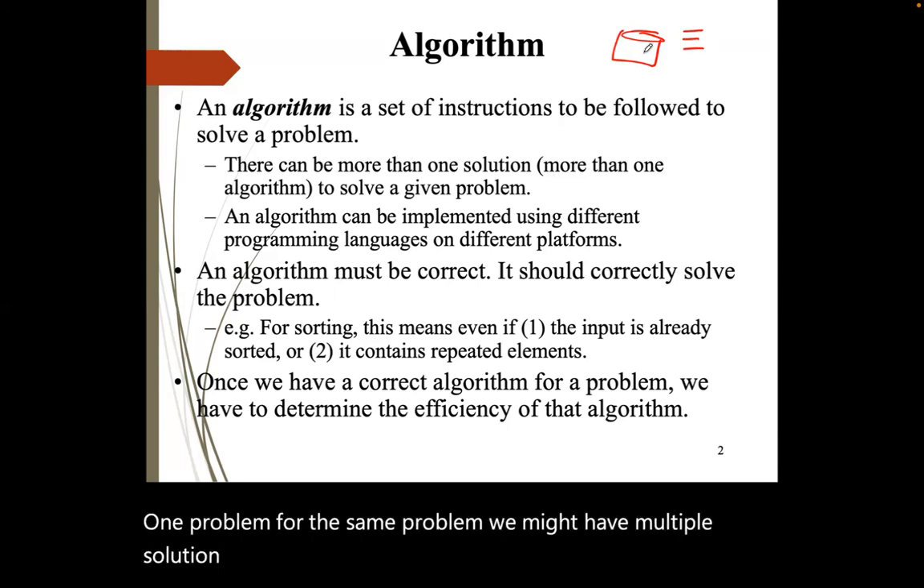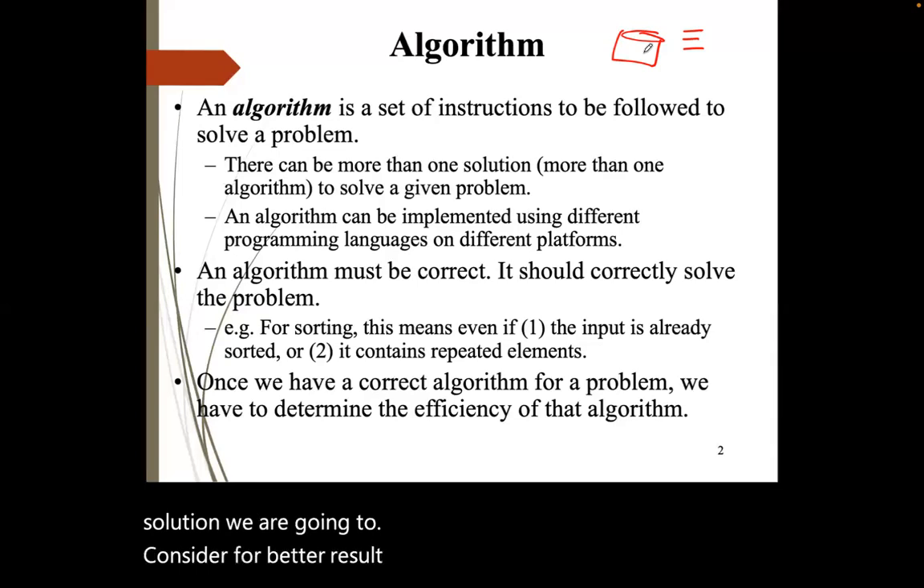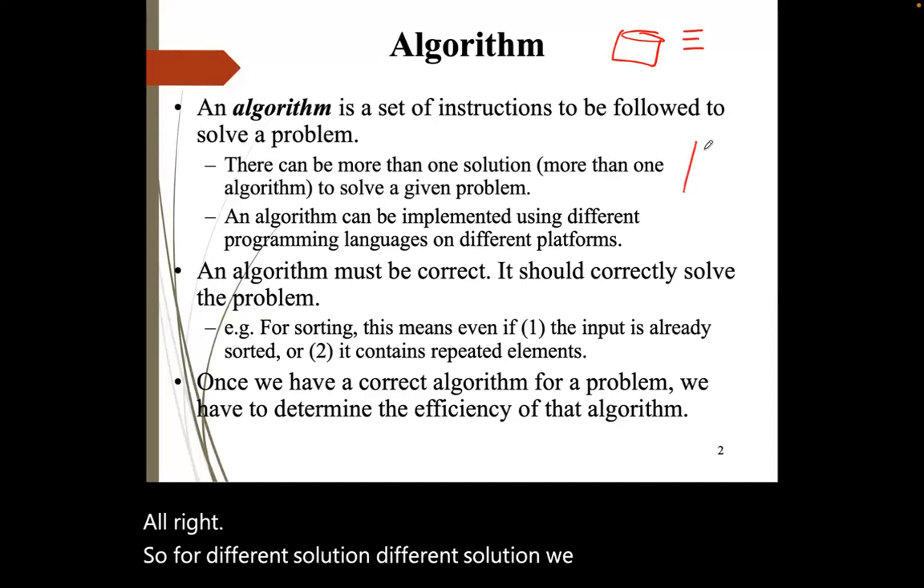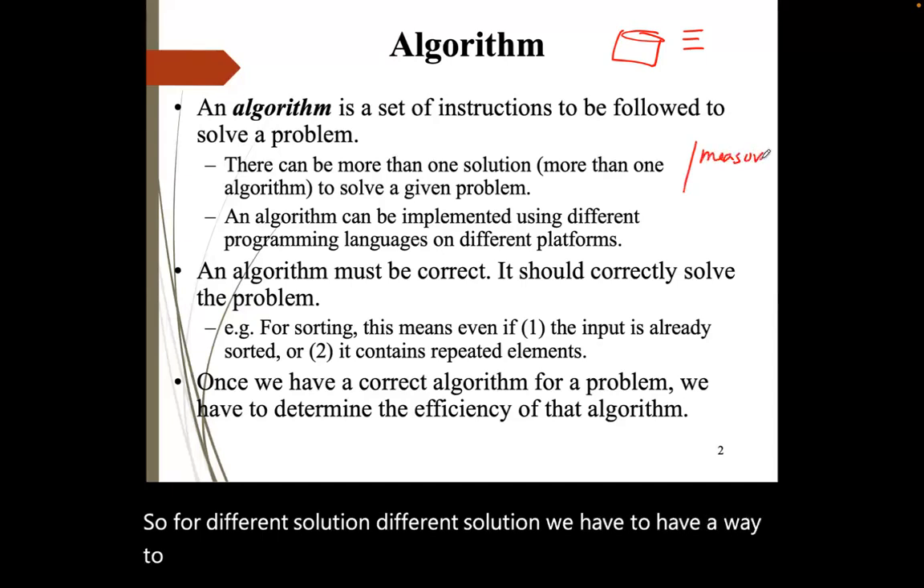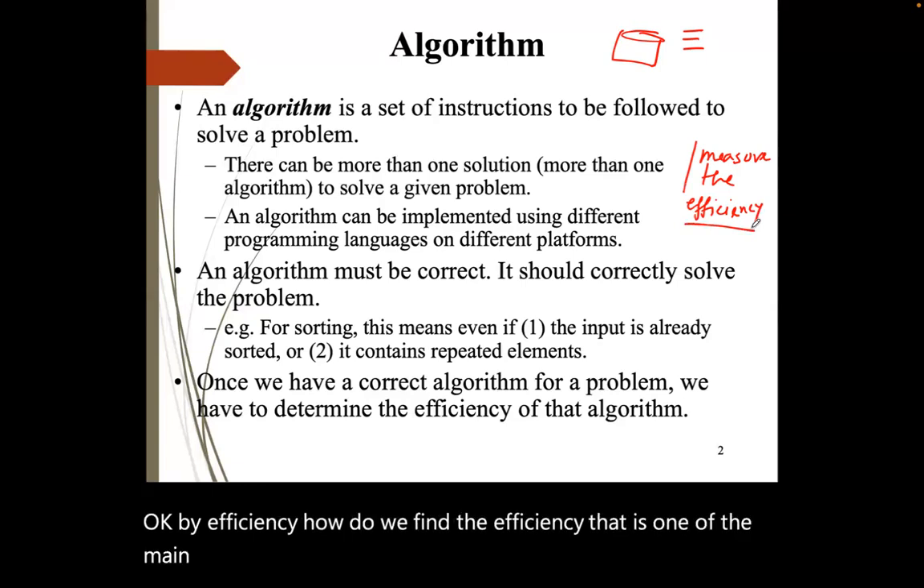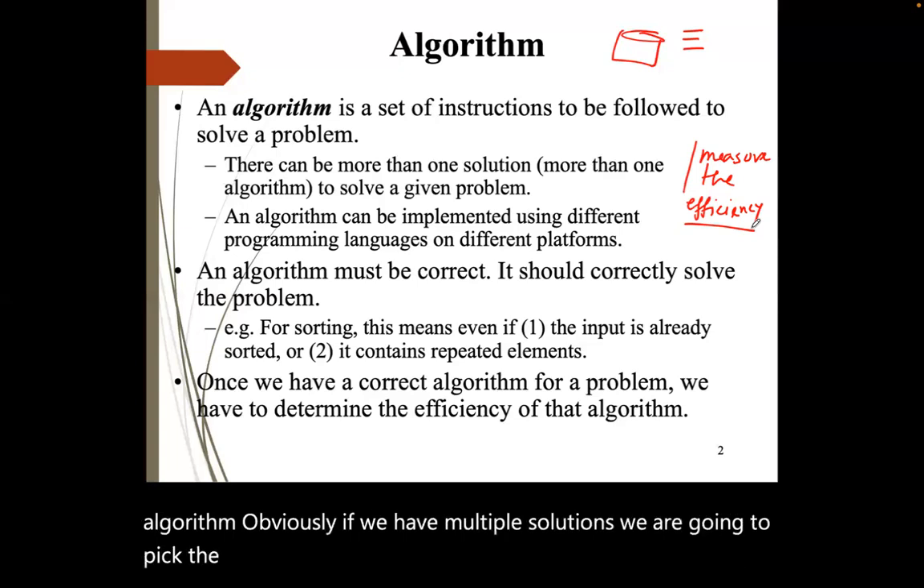All right. Now, which solution are we going to consider for a better result or better efficiency? All right. So for different solutions, we have to have a way to measure the efficiency. Okay. How do we find the efficiency? That is actually one of the main focuses of this topic. Okay. How to measure the efficiency of an algorithm. Obviously, if we have multiple solutions, we are going to pick the solution that is more efficient.